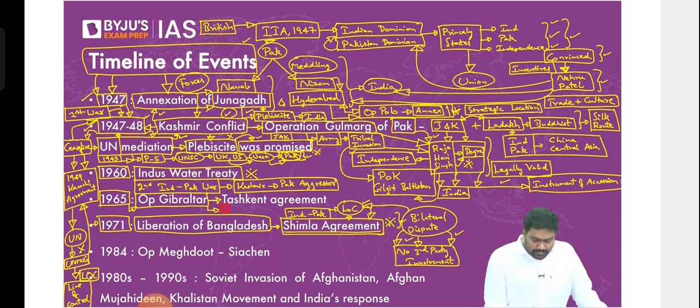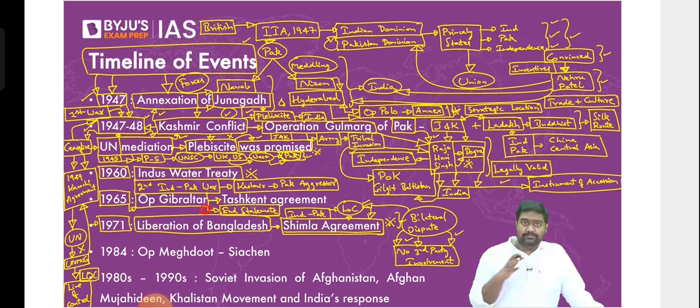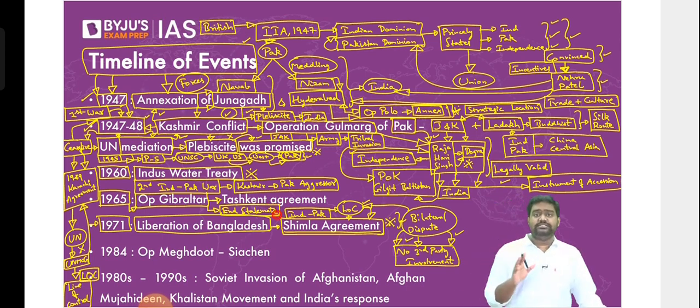This war was quickly brought to an end, and many experts see it as a stalemate. Many neutral experts see that the war ended as a stalemate. Neither side won the war. But both India and Pakistan claimed victory in the war. Both claimed victory, but a neutral assessment shows that it was more of a stalemate. We just maintained the status quo.